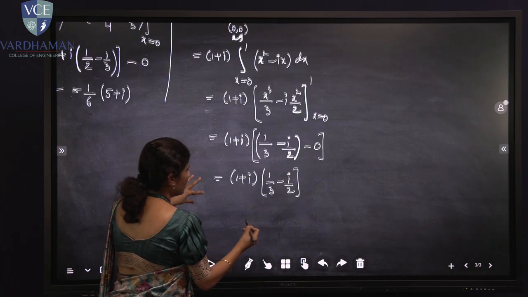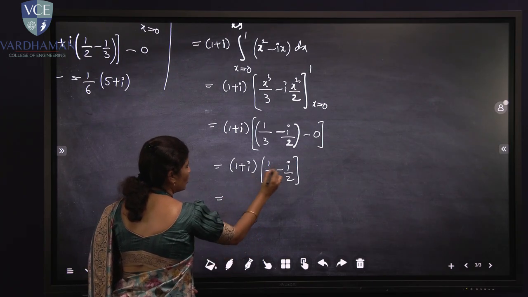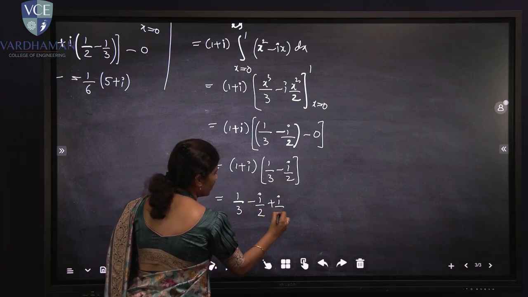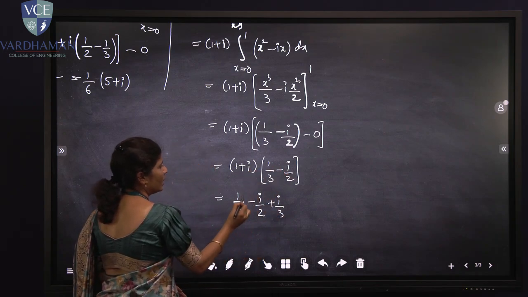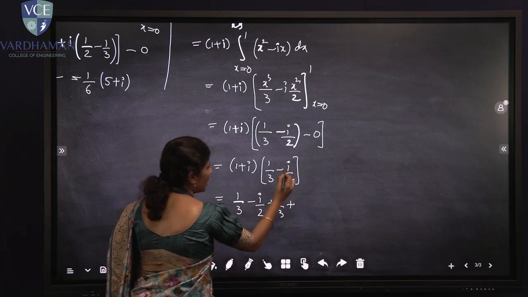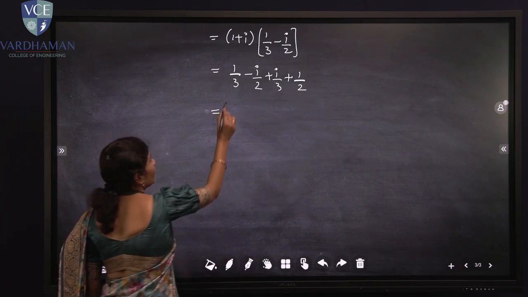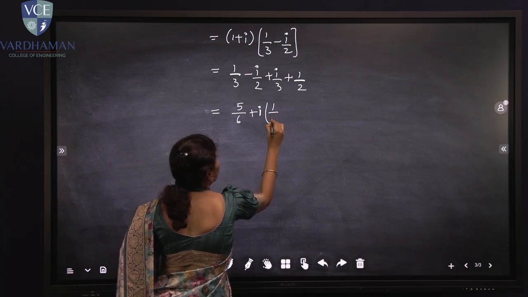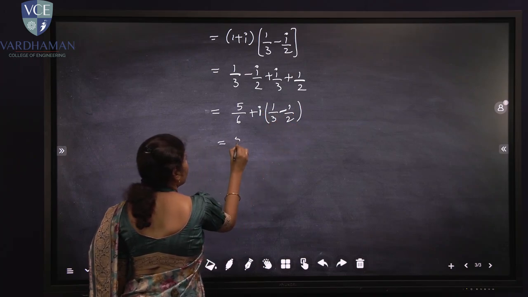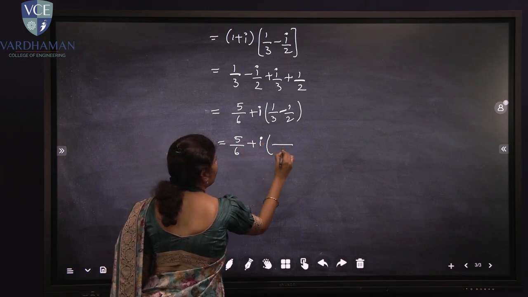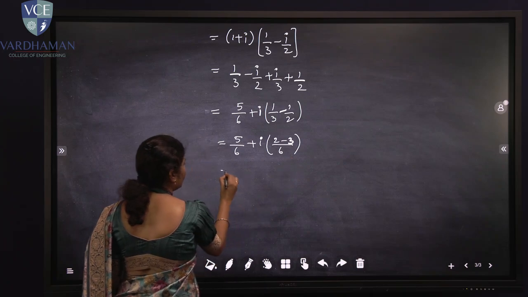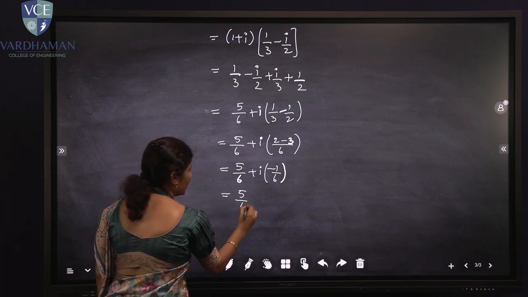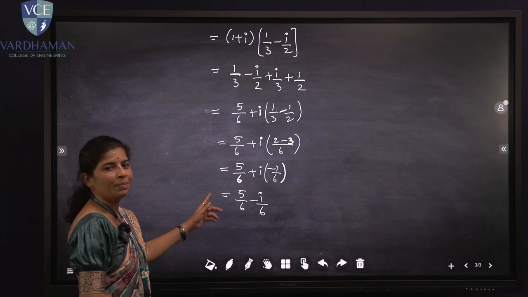Now multiply each and every term. 1 into this total part, we get 1 by 3 minus i by 2; i into 1 by 3 is i by 3; and minus i into i square, that is minus minus, if we multiply both we get plus, i into i value 1 by 2. 1 by 3 plus 1 by 2, here we get 5 by 6, and if we take i common, minus 1 by 2 plus 1 by 3, taking the LCM, 2 minus 3, here we get minus 1 by 6, that is 5 by 6 minus i by 6, and this is the final answer along the path y equals x.